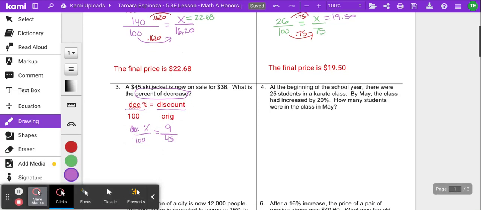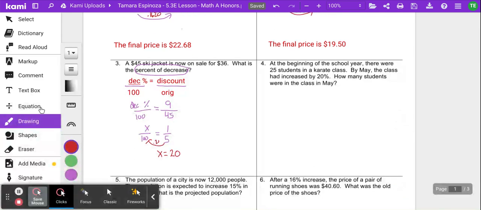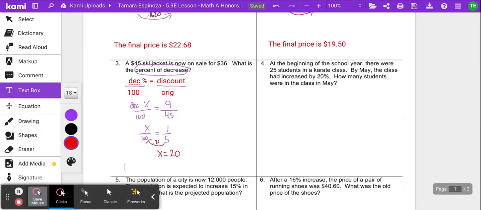Okay. So I don't particularly know what it scales up by, but if I reduce, it's quite easy. 9 over 45, I think, hey, that's 1/5. And I am looking for what goes out of 100. Well, scaling up, I know I have to multiply by 20. So x equals 20. Now, I didn't have to go grab my calculator, but if you wanted to cross multiply instead, you could have no problem. So here, it was a 20% discount.